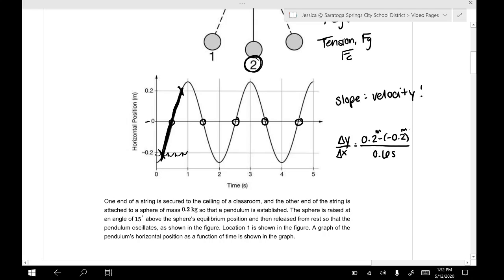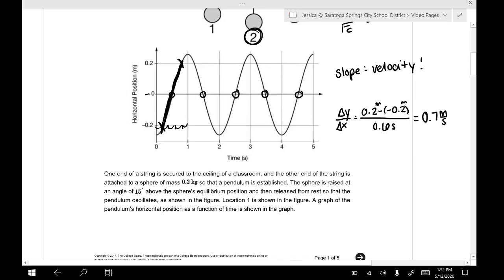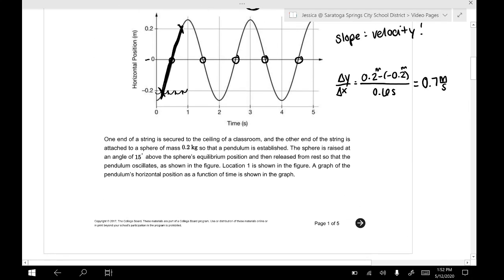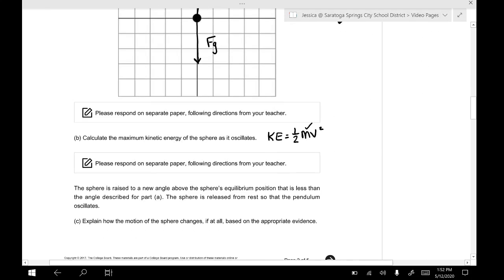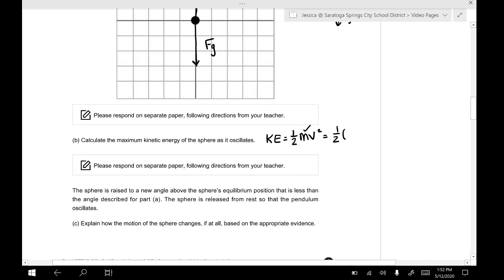So that leaves me with 0.4 on top divided by 0.6 on the bottom to find the speed. So 0.4 divided by 0.6 is 0.7 meters a second. So now I'm going to take that and the mass, which is 0.2 kilograms, and do 1/2 times 0.2 kilograms times 0.7 meters a second squared. So 1/2 times 0.2 times 0.7 squared gives me a kinetic energy of 0.049 joules.